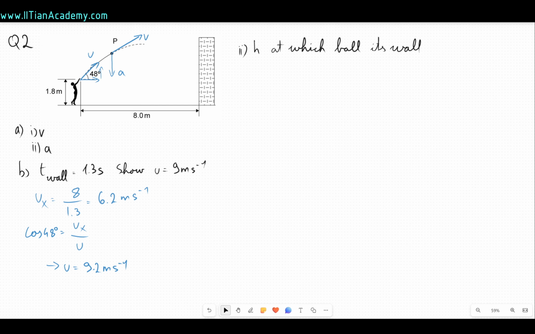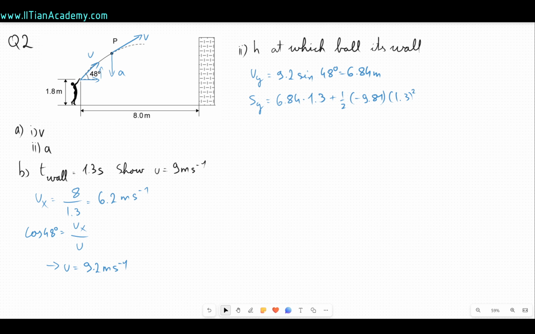So now we have found the initial speed of the ball, so we can also find the vertical component of the velocity. So we can find uy. The vertical component is simply u times the sine of the angle. So 9 times sine of 48 degrees will give us 6.84 meters per second. And we can use s is equal to ut plus 1/2 at squared to find its displacement in the y direction. So our initial speed in the y direction is 6.84. The time is 1.3 seconds. To this we add 1/2 times our acceleration times our time squared.